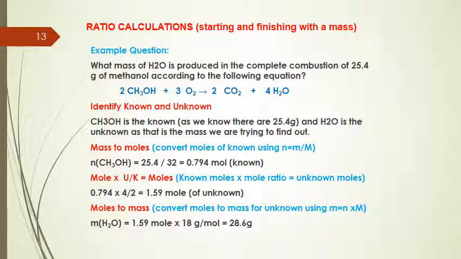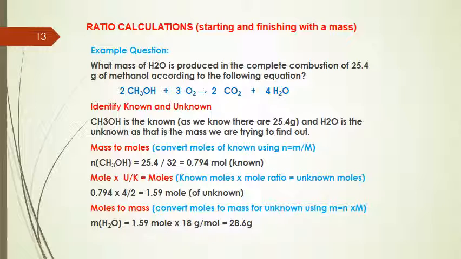Okay, so the first thing, just like your titration calculations, is you look at the question and you identify the known and unknown components of the question. So in this particular case, methanol is the known, because we know that there are 25.4 grams of it, and that water is the unknown, as that is the mass we are trying to determine. Okay, this is where our equations come in again.